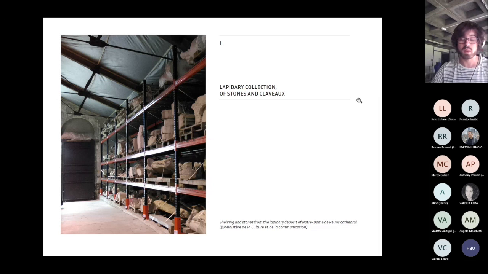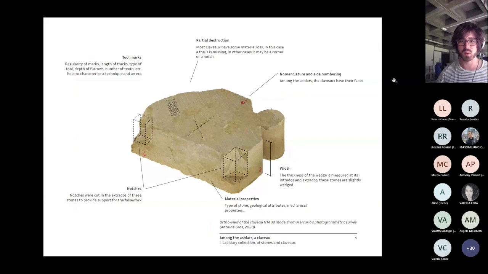So let's begin with the lapidary collection. If you've ever been to a lapidary deposit, you'll see this big range of shelves with stones of ashlar, stones, rubble packed on it, and very often you ask yourself, where has it been? What was it used from? If you have the luck to be with an archaeologist who is knowledgeable about it, it's easy. But when you stumble across this kind of stone, what might be its former use?